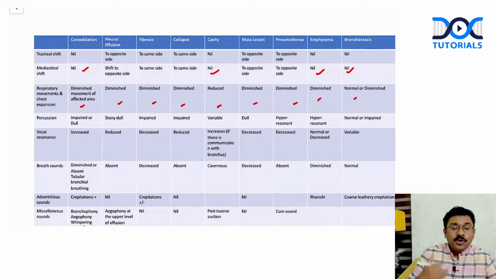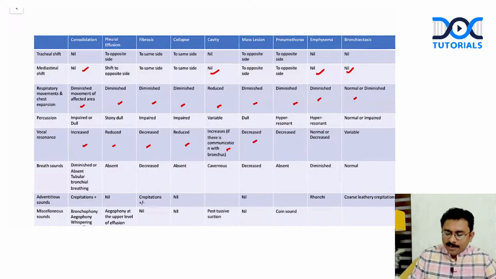Okay, then coming to percussion. I've already told you what percussion abnormalities you're going to get, so I'm not going to repeat it. Vocal resonance: increased in consolidation, reduced in effusion, fibrosis decreased, collapse reduced. Cavity increases if there is a communication with the bronchus. That is what you have got to understand. So cavity, it is not always the same. It is variable, but it increases if there is a communication with the bronchus. Okay. Mass lesion decreased, normal or decreased in emphysema.